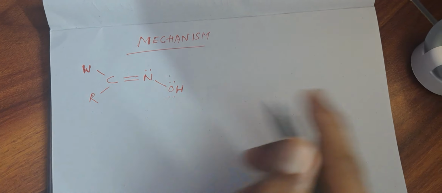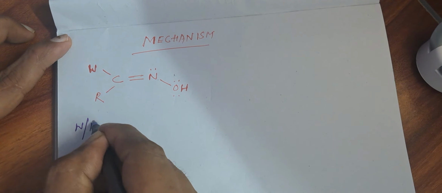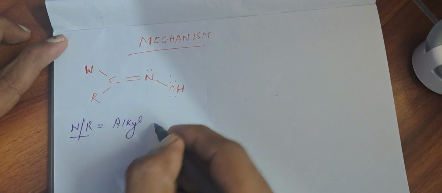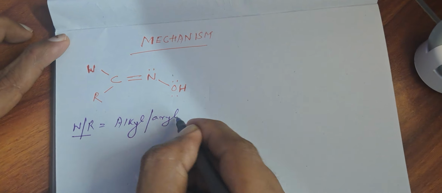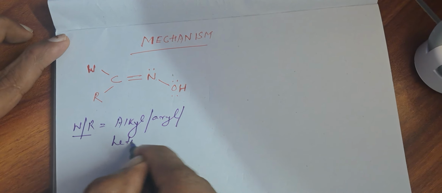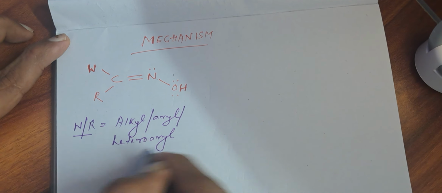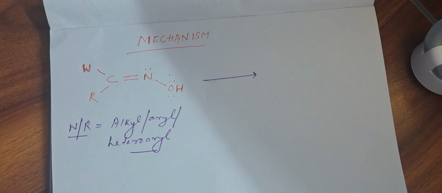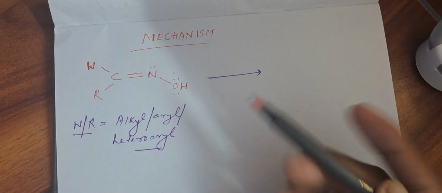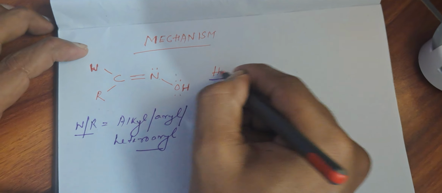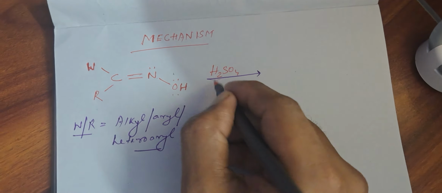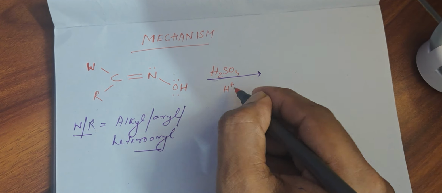So now what is expected initially? So initially what will happen? Let me do one thing. W and R, they can be either alkyl, aryl, or heteroaryl, anything. So initially let me just take the very lovable reagent or acid, that is your H2SO4. All I want is to carry out the reaction in the presence of H2SO4. So H2SO4 is found to be a proton donor.